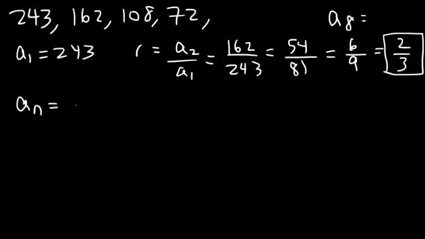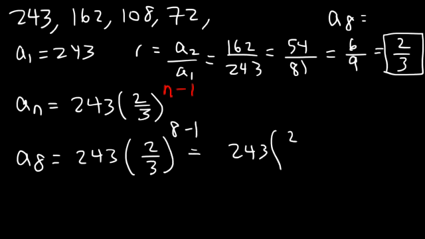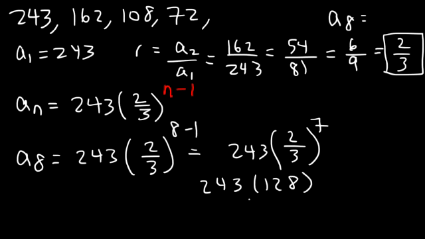So the general equation is A1, which is 243, times R, which is 2/3, raised to the n minus 1. So now we could find the value of the eighth term. It's 243 times 2/3 raised to the 8 minus 1, which is 243 times 2/3 raised to the 7th power. 2 to the 7th power is 128. 3 to the 7th power is 2187.